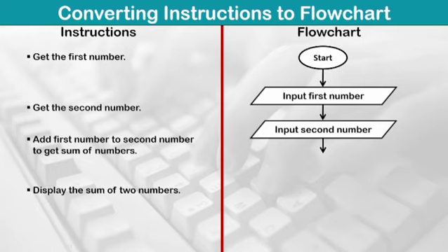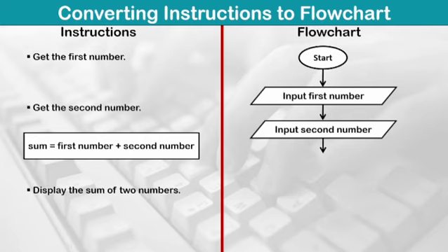After the input stage comes the process stage. The instruction add first number to second number is an example of data manipulation, that is a process, which is represented in the flowchart using a rectangle. Let us add the rectangle to our flowchart with the instruction sum is equal to first number plus second number written inside.